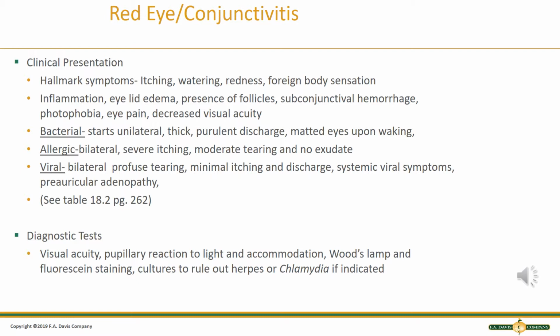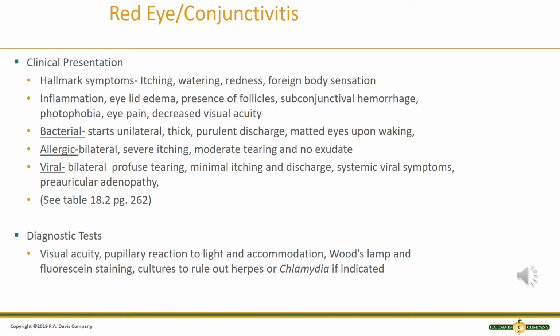Viral conjunctivitis should be bilateral as well, and it's going to have profuse tearing, not as much itching or discharge. And you might see some systemic viral symptoms, especially like a preauricular adenopathy. Please see Table 18.2 in your book for additional information.